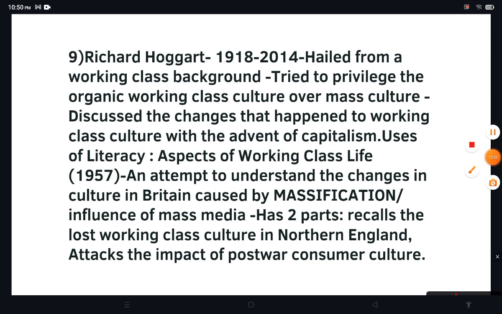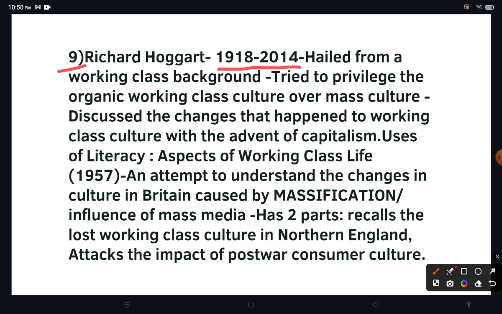Then our ninth point, where I am going to talk about Richard Hoggart. As I already told you, but here I added some key points which will be very important from an exam point of view. Richard Hoggart, who was born in 1918 and died in 2014, hailed from a working class background. As I told you, Raymond Williams, Hoggart, then E.P. Thompson came from a working class background, so they understood the suffering and pain, and why working class culture never got a place in the elite culture.